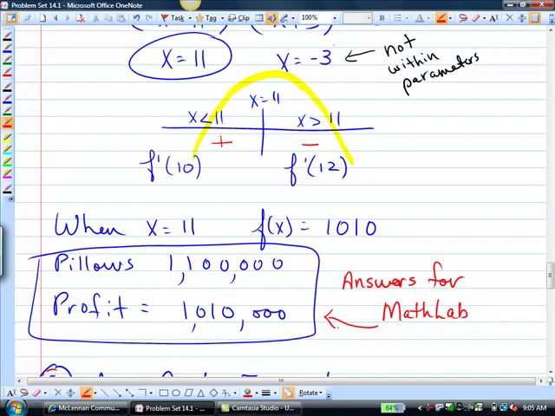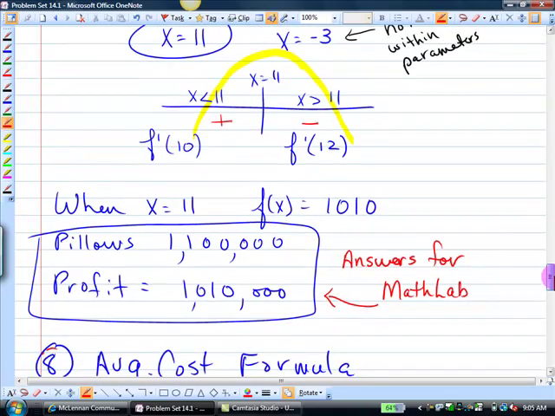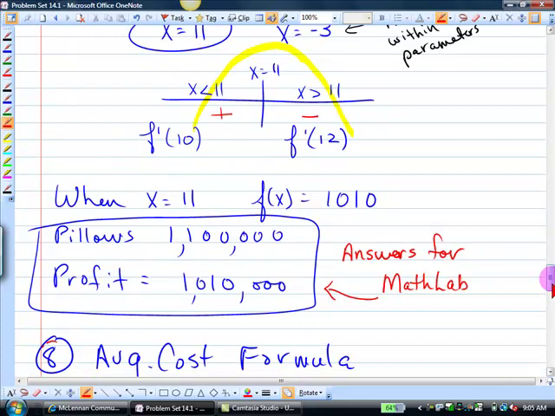Okay? So maximizing profit, same thing. Derivative, critical numbers, test it, we're good. Questions? It's kind of the same thing over and over again. Try to stay awake. Okay.